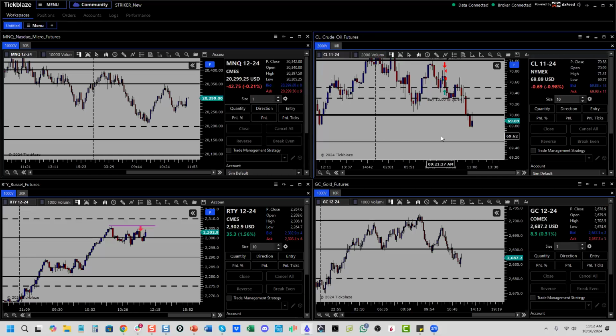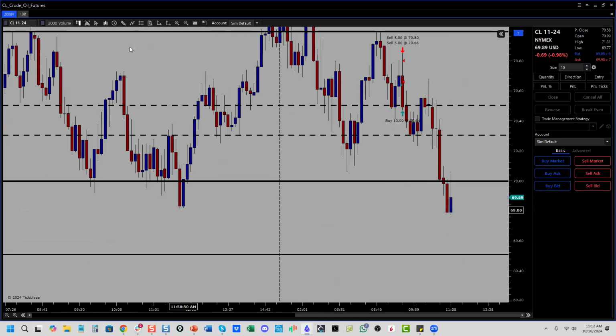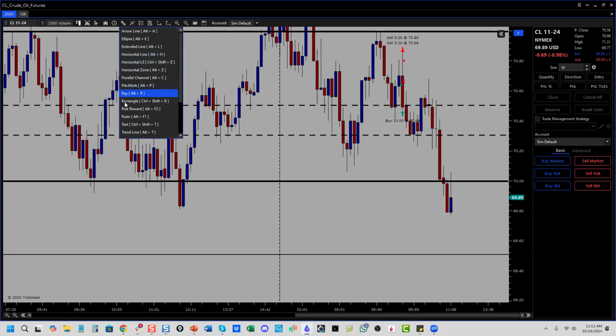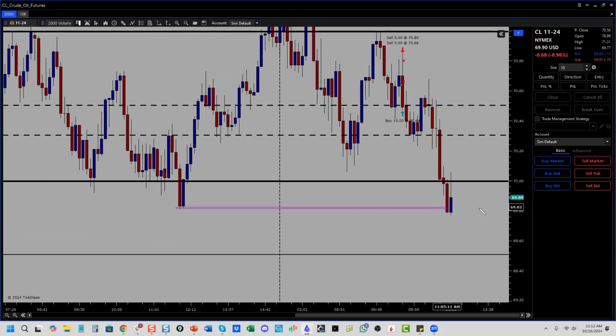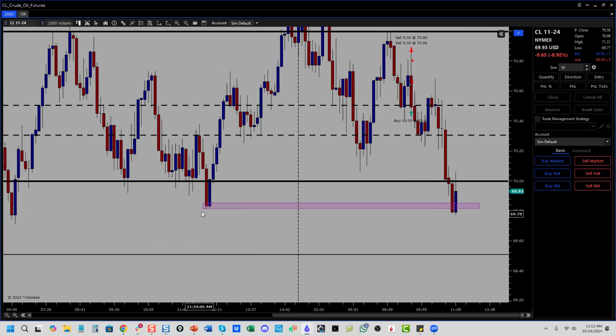Crude starting to poke its head. What did it do? Took out the liquidity under the lowest low.